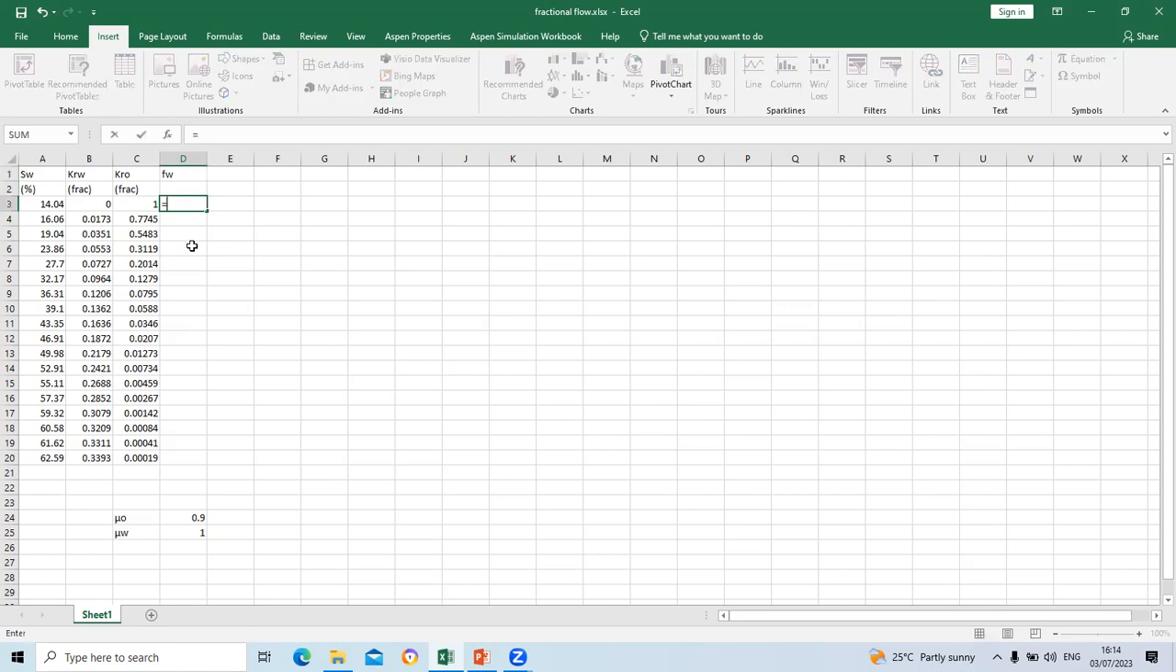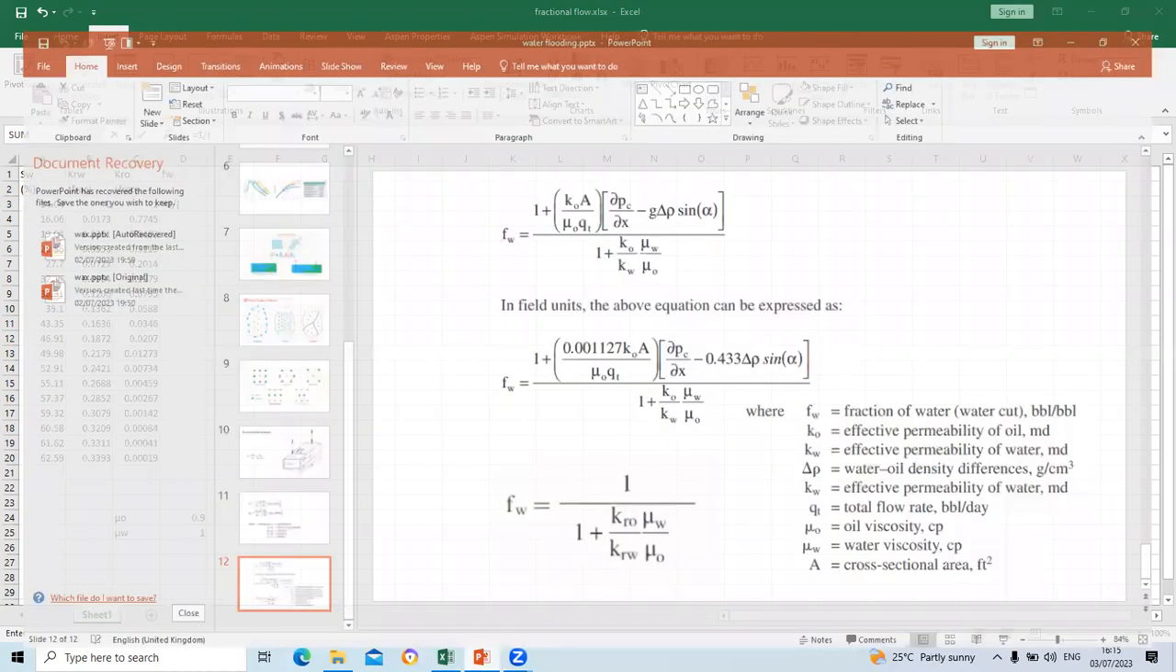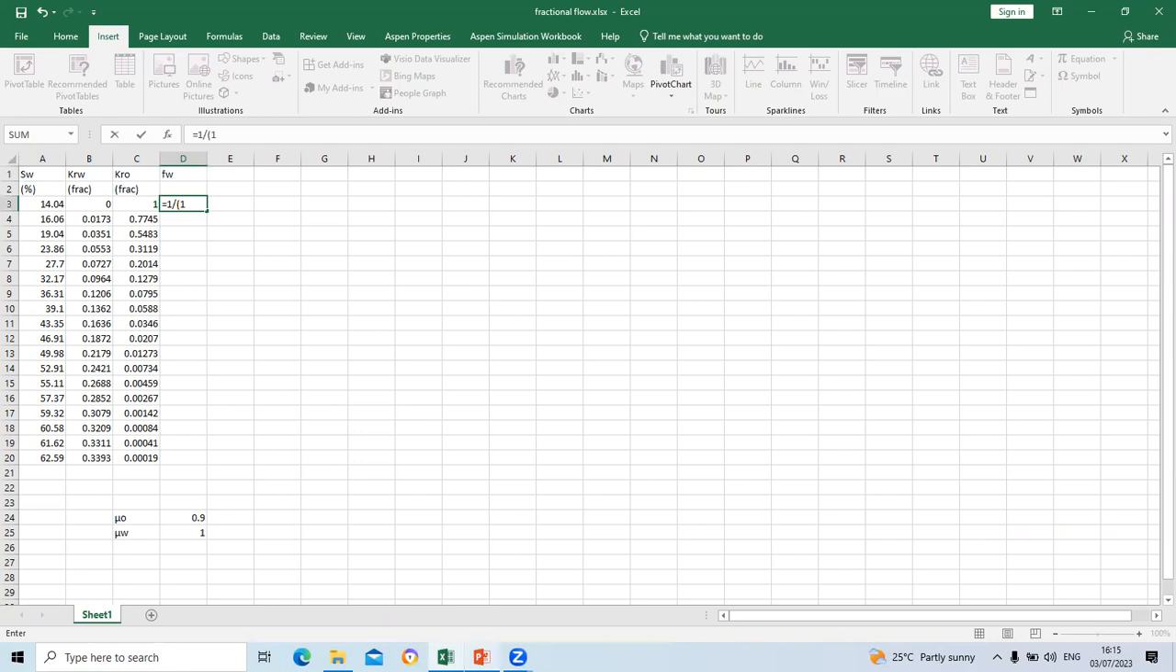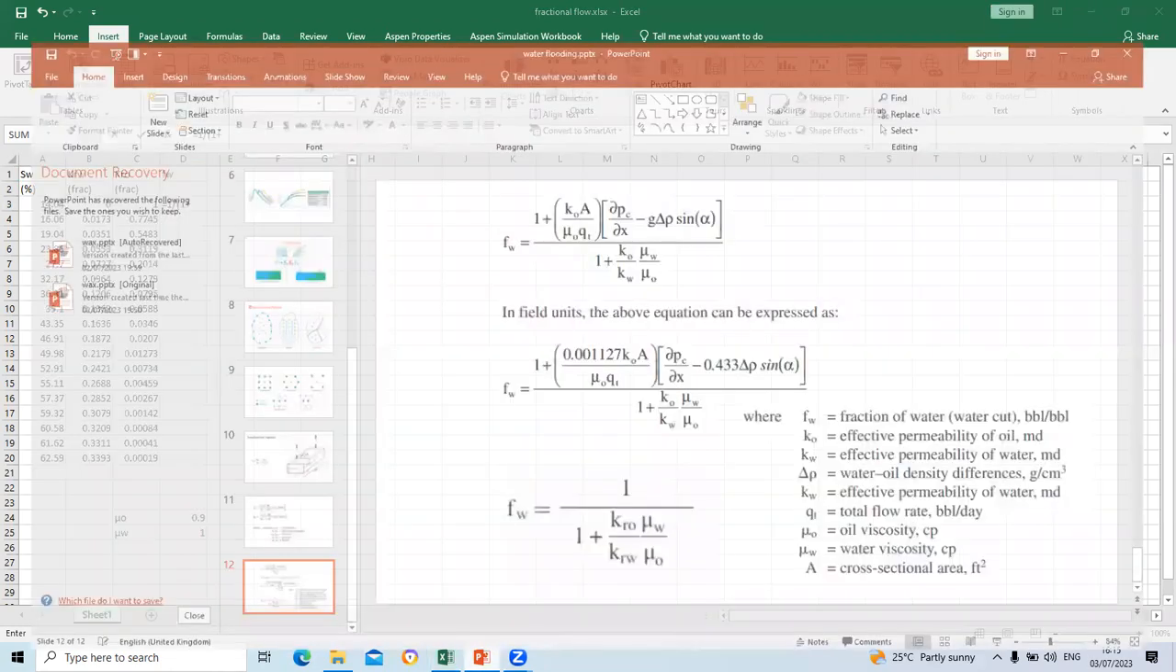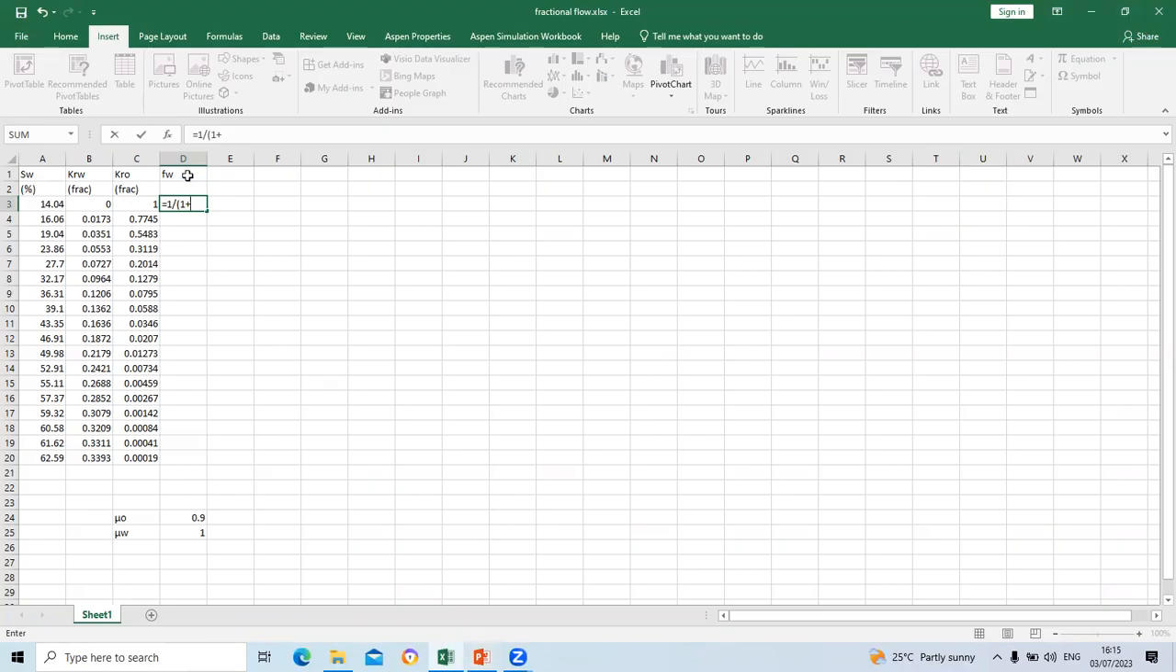Remember, in Excel, we have to always start with equal to when we want to put a formula. 1 divided by, so we have our slash. We will put everything down in brackets. 1 plus. We have relative permeability of oil.